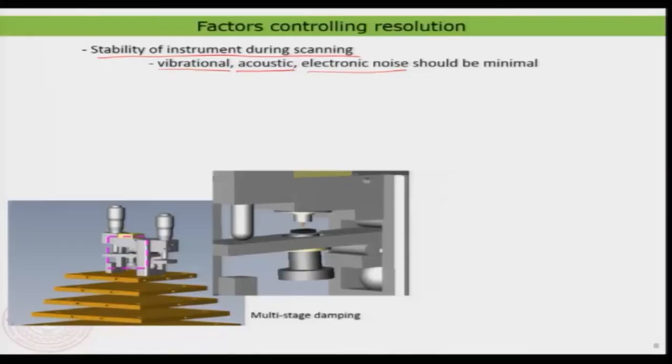That's also something you can see here. This is a multi-stage damping, which people use very routinely. This is the microscope itself. You can see the tip and the sample, and here it is a graphite sample. The whole assembly is kept on a multiple stage damping, so that each of these feet is connected by rubber pieces, and when there is a vibration at the lower floor, it gets damped before it comes closer to the STM.